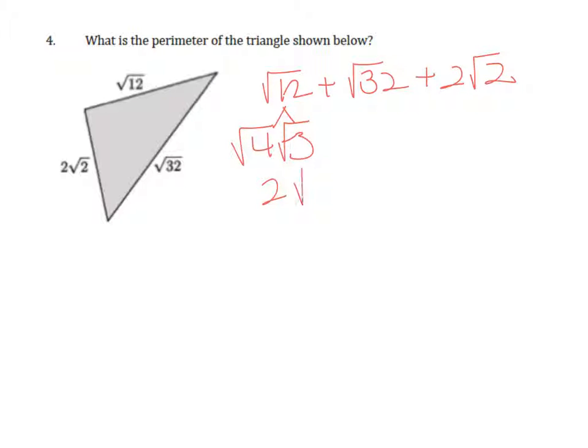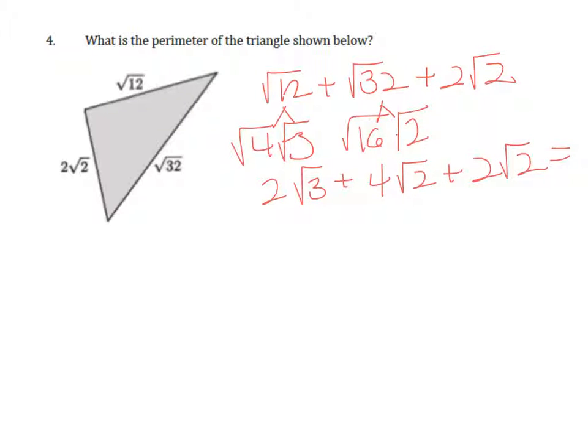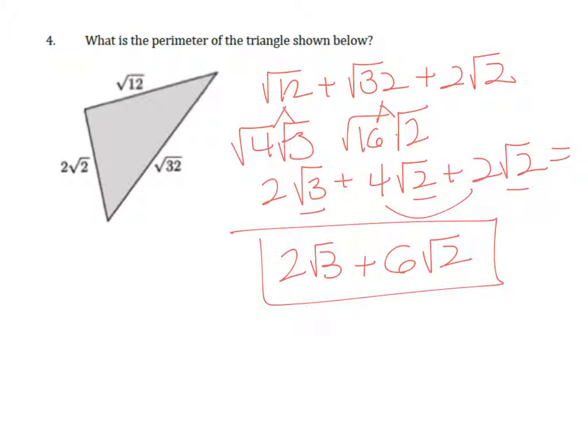Square root of 4 is 2, so 2 radical 3. Radical 32 breaks down to the perfect square of 16 times 2. And we get 4 radical 2. Bring down the 2 radical 2. We keep 2 radical 3 because we can't combine that with anything, being that its radical is different from the other two. So the only thing we combine are the 4 and 2, which makes 6, and keep the radical of 2. This is your final answer.